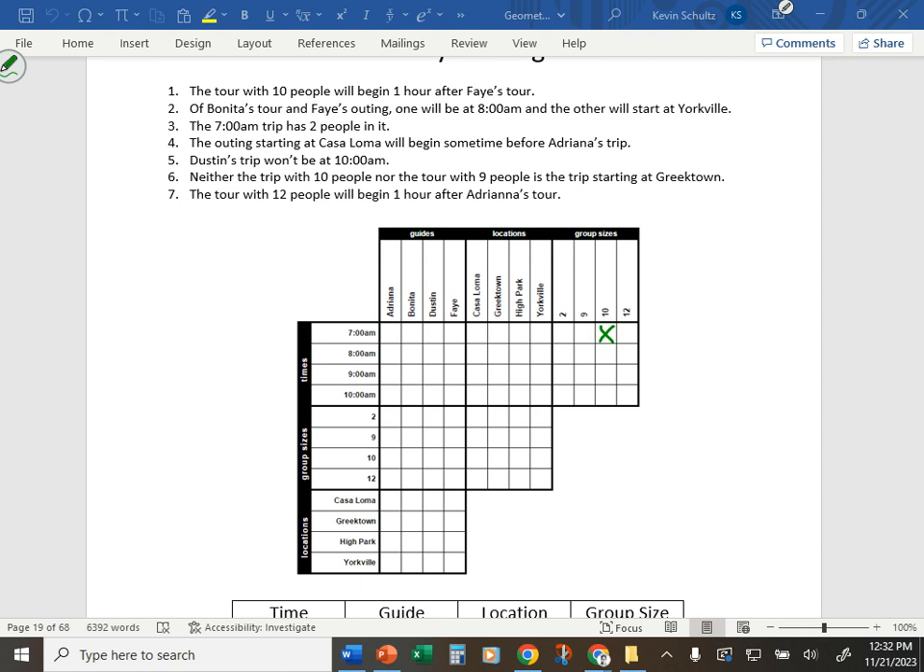It also means Faye is not part of the group with 10 people, right? Because that group leaves after Faye does. So we find Faye right here. We find the group of 10 people. Where do those two things intersect? And we can eliminate that option.